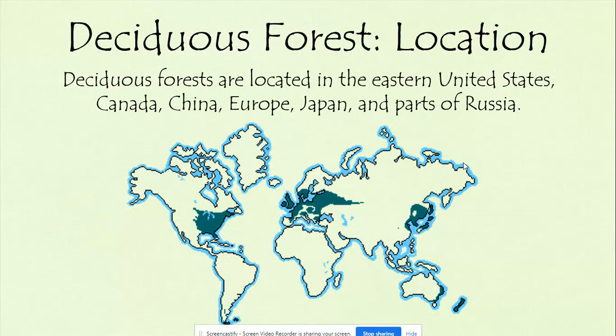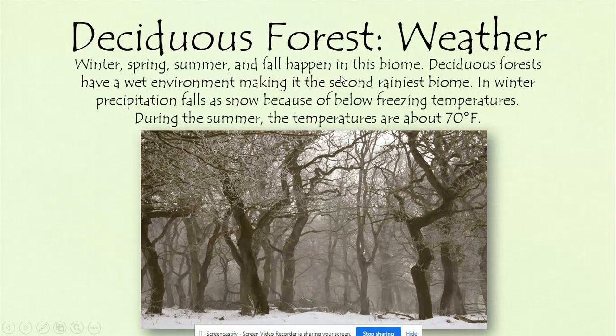So the deciduous forests. The deciduous forests are located in the eastern United States, Canada, China, Europe, Japan, and parts of Russia. So we're a part of the deciduous forest, or temperate forest. Not temperate rainforest, but temperate forests. So deciduous and temperate forests are the same thing. Winter, spring, summer, and fall happen in this biome.